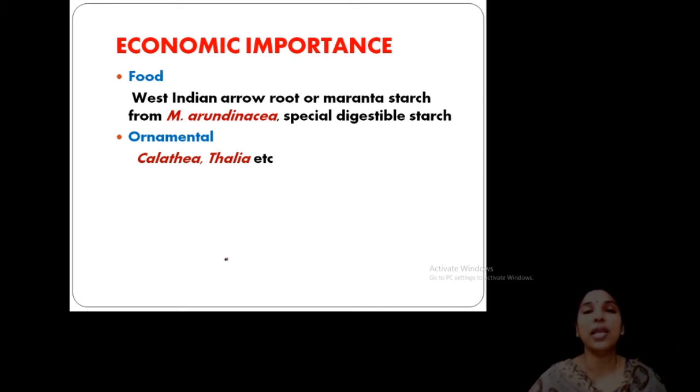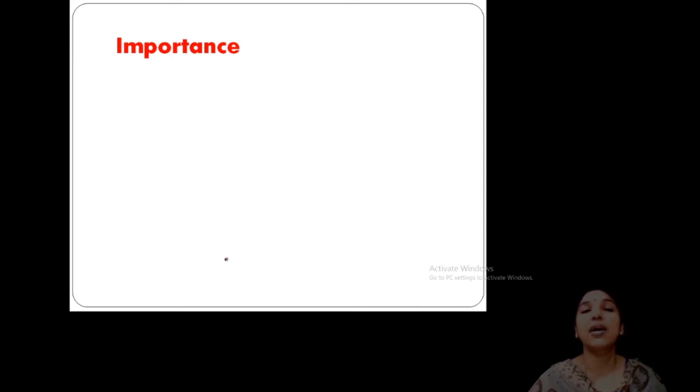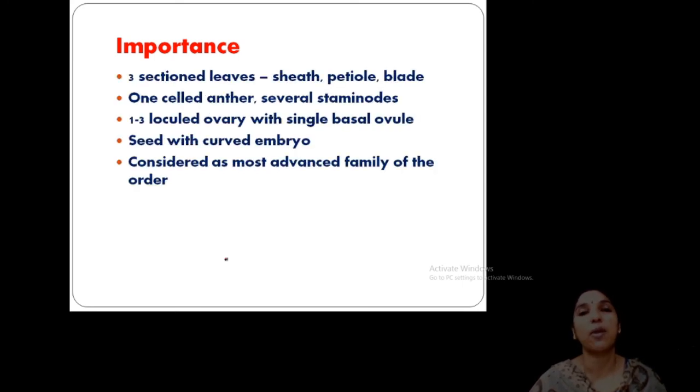Then ornamental, mainly Calathea and Thalia. Both of them look somewhat the same, so confusion may arise. Maranta also has an ornamental plant, Maranta bicolor, that also looks somewhat the same as our Calathea, so confusion usually arises. Then some striking features of the family: 3-sectioned leaves, that is sheath, petiole and blade, 1-celled anther, that is the half anther, other staminodes, 1 to 3 locule ovary, usually a single ovule only, seed with curved embryo, and it is considered the most advanced family of the order Zingiberales.